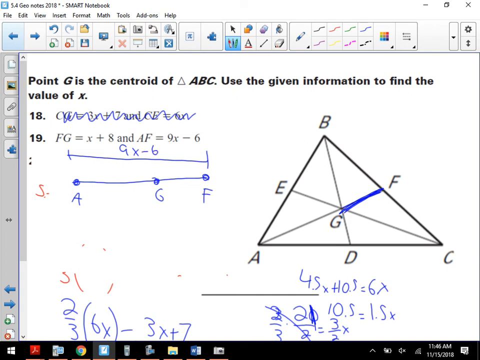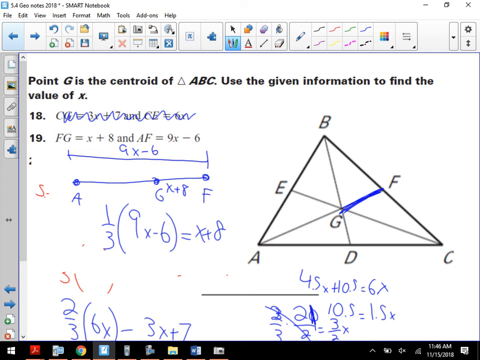It's not a bad idea just to draw a segment like that, because then you know exactly which parts you're looking at. It's cleaner, unless you just want to label it. I'm not going to tell you one way is better than another. I like to draw it because I'm very visual. Now I know that centroid to side is 1/3 of the whole thing. So I know that 1/3 of 9x minus 6 is x plus 8.